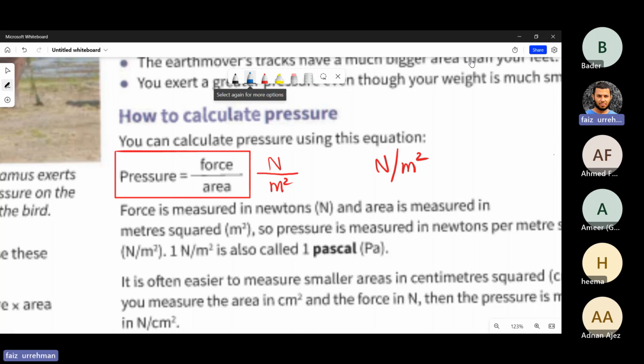So what I was telling you is that pressure can be Newton per meter square, and Newton per centimeter square also if the values are given in centimeters. But what is Pascal? Pascal means Newton per meter square. 1 Newton per meter square can also be called 1 Pascal.